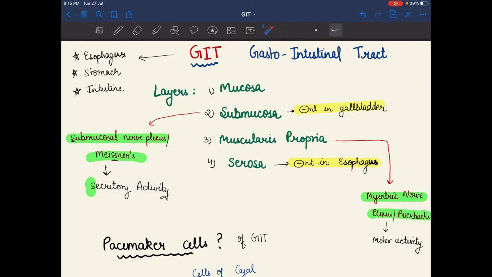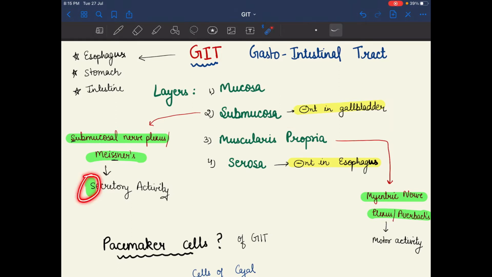There are also two plexuses present. In the submucosa, we have the submucosal nerve plexus, which is also known as Meissner nerve plexus. In Meissner's, there are two letter S, so it means it is present in the submucosa.